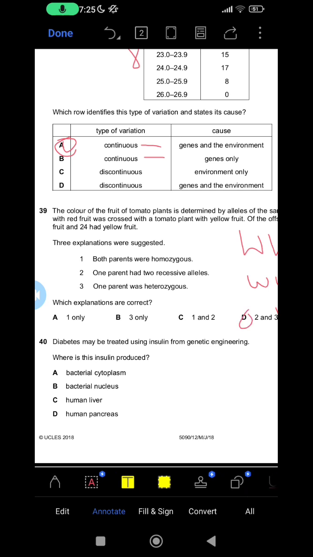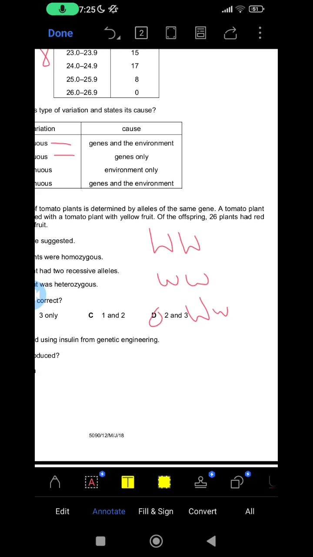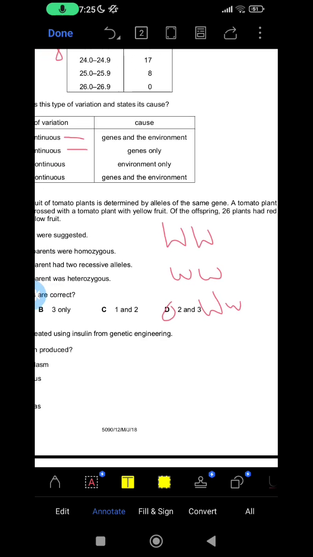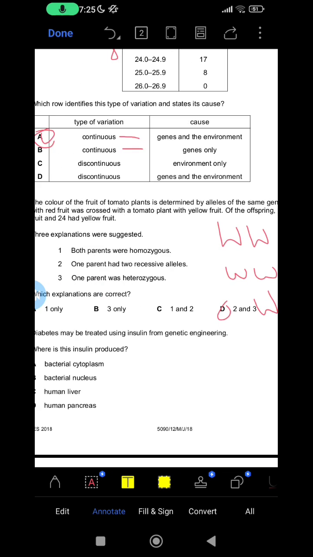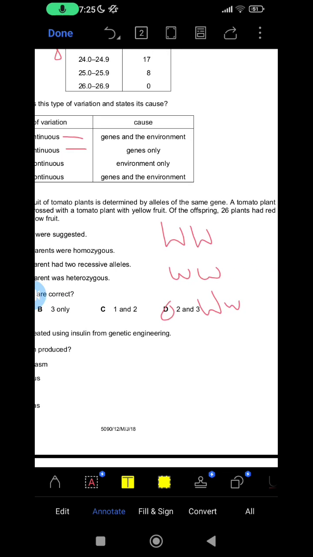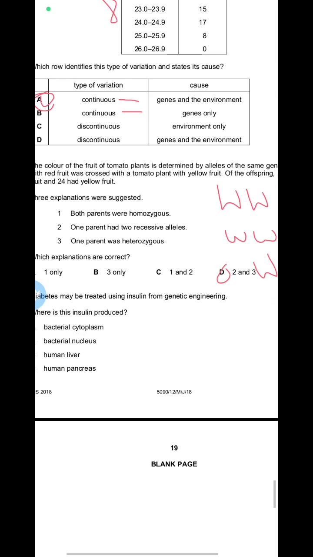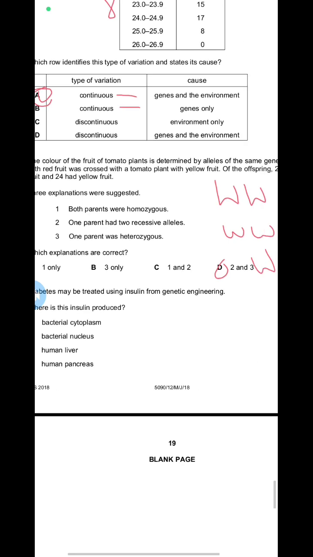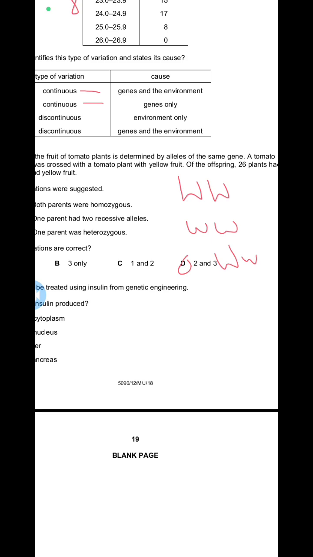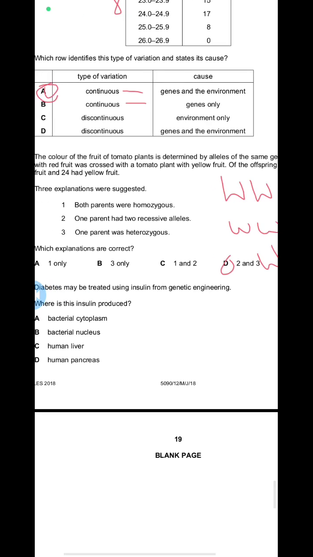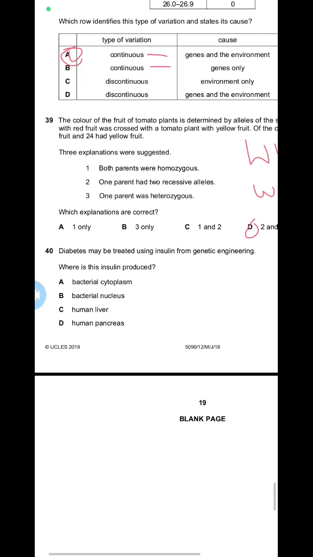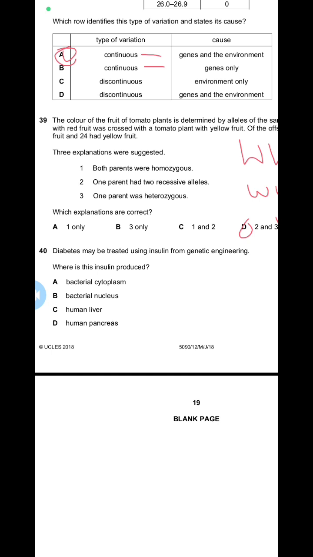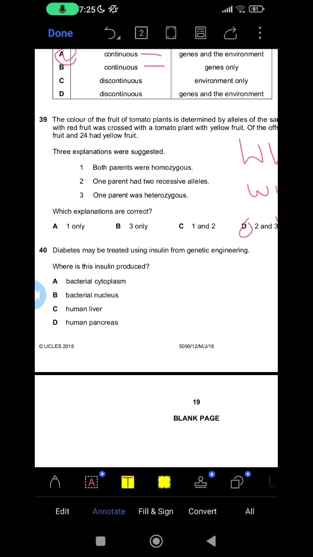Because the parent had 2 recessive alleles, because one of the colors has to be recessive, and recessive is only shown when both alleles are recessive, and one parent had to be heterozygous, or else a big difference would be produced. Like for example, 3:1, 3 would be the ratio of red and 1 would be the ratio of yellow plant fruits produced if one of the parents was homozygous dominant. So D is the correct answer. If both parents were homozygous, then 3:1 would be produced. So 1 is incorrect and 2 and 3 are correct.